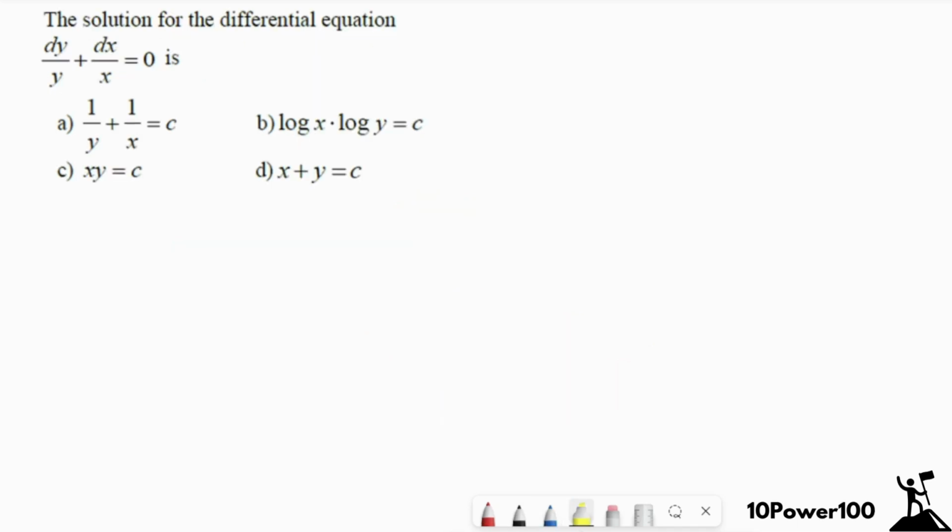Next problem, the solution for the differential equation, that is dy by y plus dx by x is equal to 0. So there are 4 options. Let's see how to solve this. So let's write the given differential equation first. The given equation is dy by y plus dx by x is equal to 0.